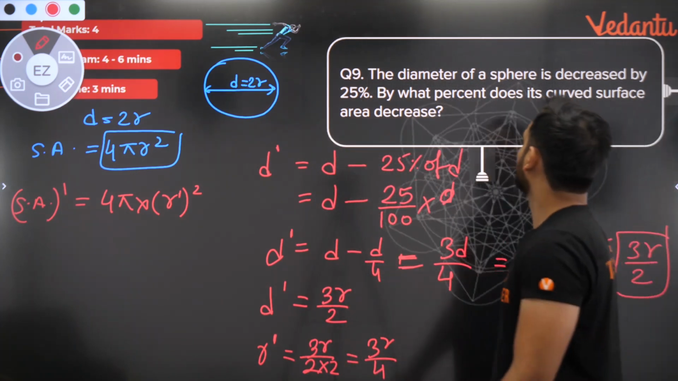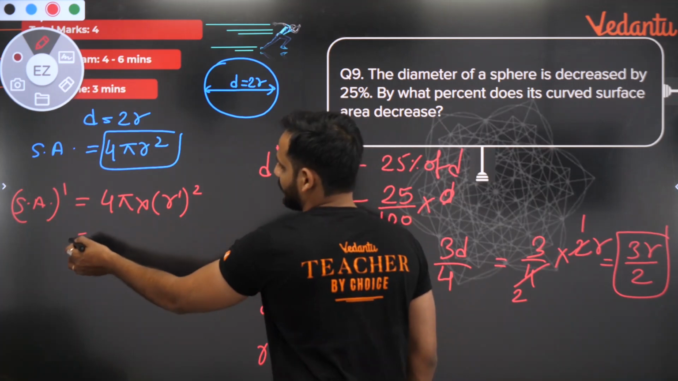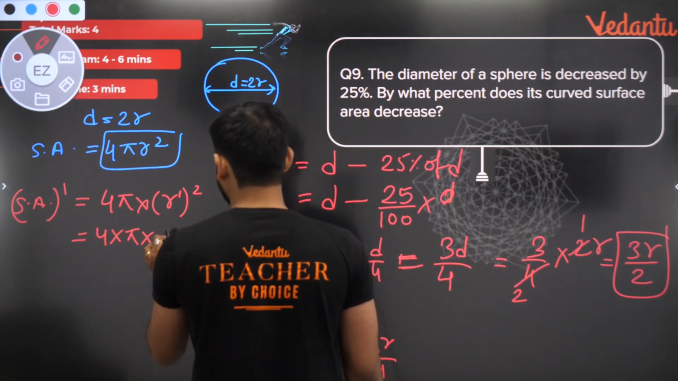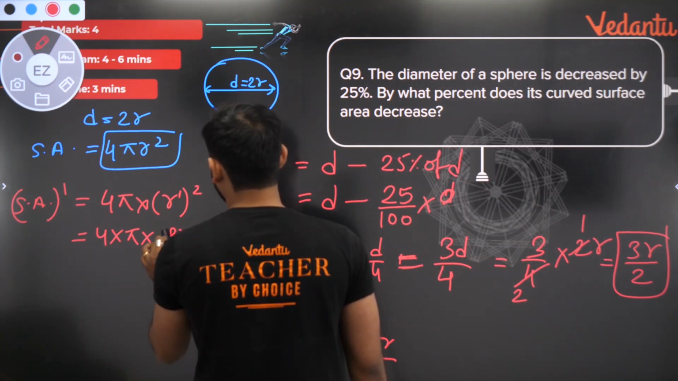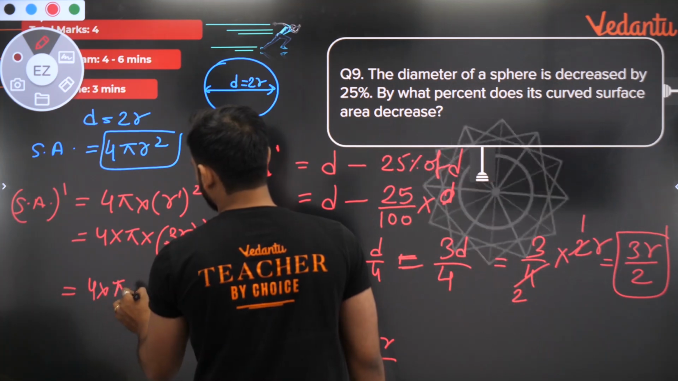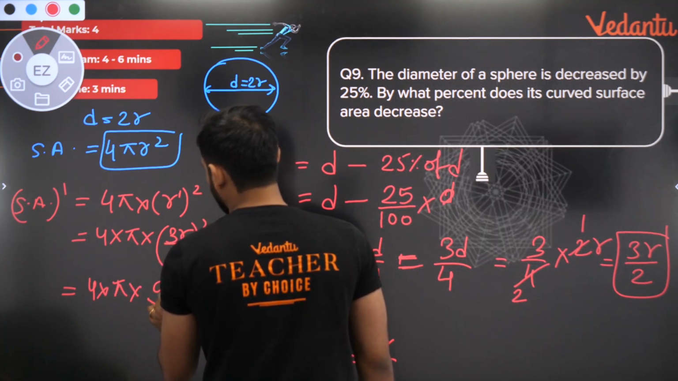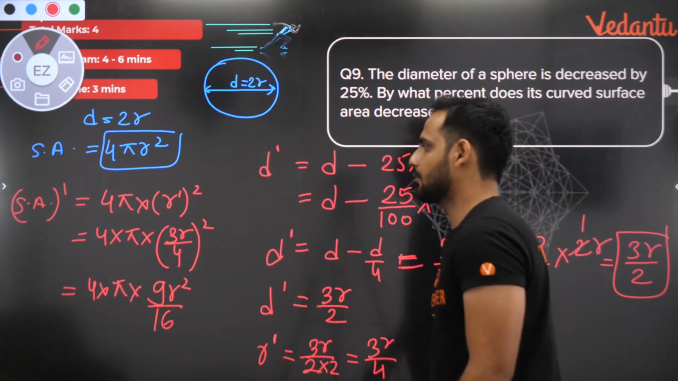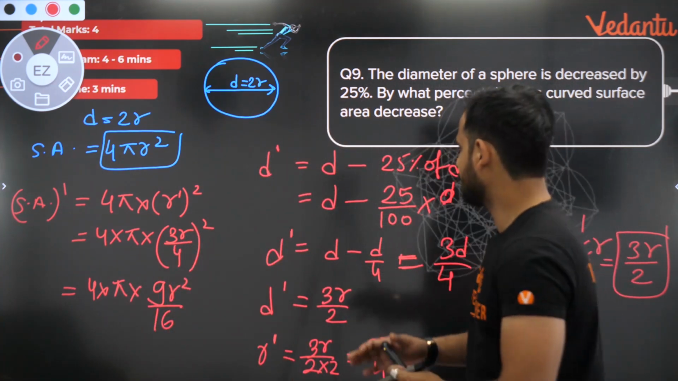Correct? So now how much? This new surface area will be equal to 4 into pi into r dash, which is 3r by 4. So 3r by 4 whole square, it will be 4 into pi into 9r square by 16. It will be equal to 9r square by 16.